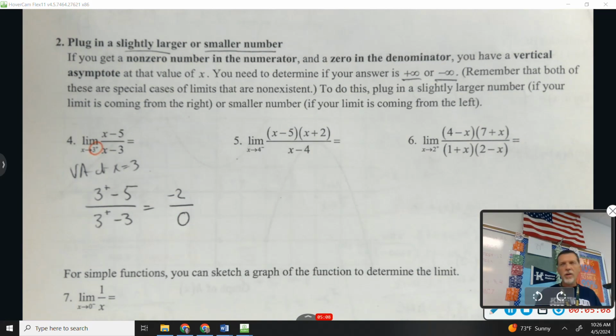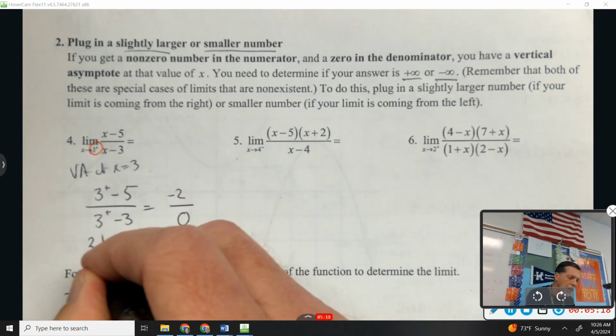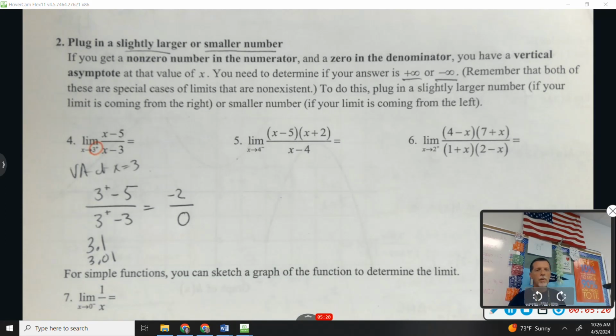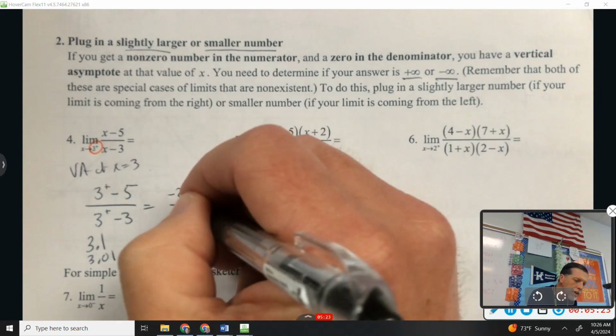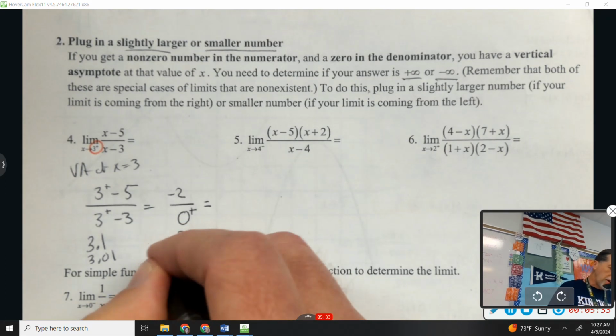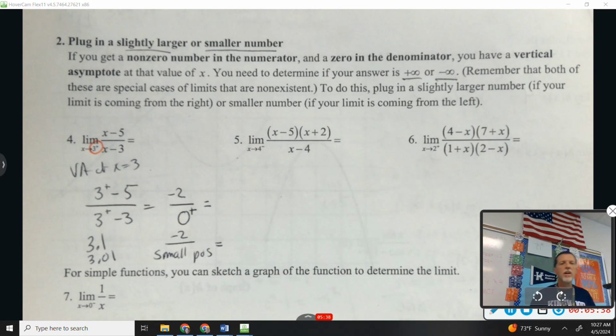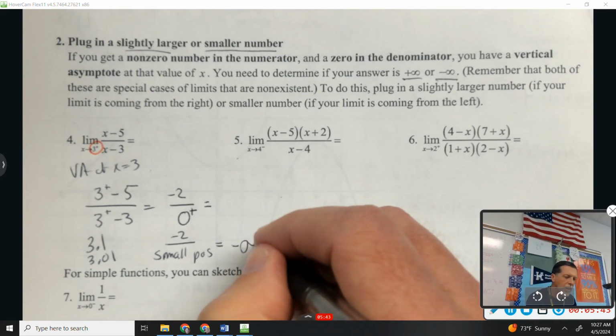It's close to 0, but is it a little more than 0, or a little less than 0? A little more. And again, if it helps to plug in something more than 0, like 3.1, 3.01, you keep getting a number that's a little more than 0. So if I have negative 2 divided by a very small positive number, what is that headed toward? Negative infinity.